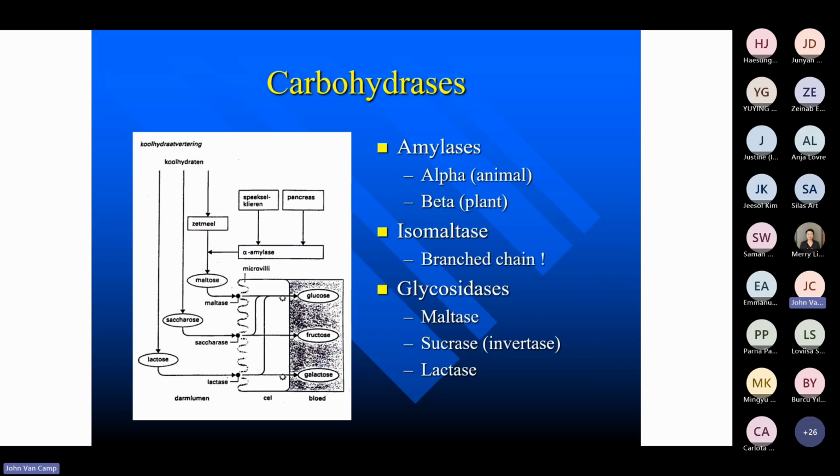The second class of digestive systems is the carbohydrates. In this case, we are working with sugars, and there are different types of enzymes available to break down sugars. On the right side, you can see them. The first one are the amylases, whereby we have an alpha amylase and a beta amylase. The alpha amylase is present in animals. The beta amylase is present in plant-based products. For humans, we mainly talk about alpha amylase, which is present in the mouth, produced by saliva, as well as in the pancreas.